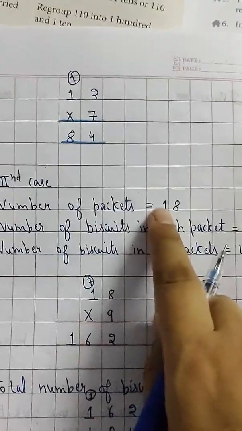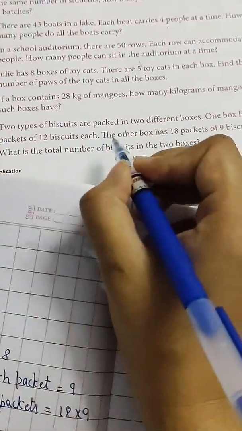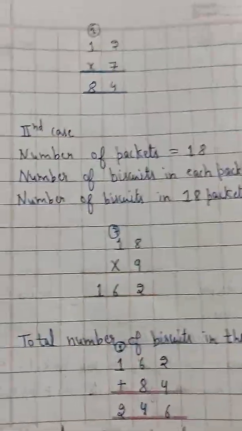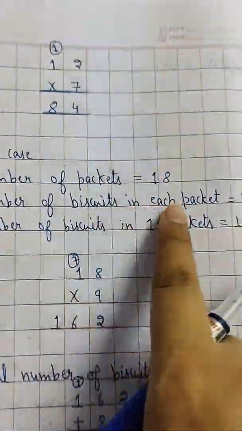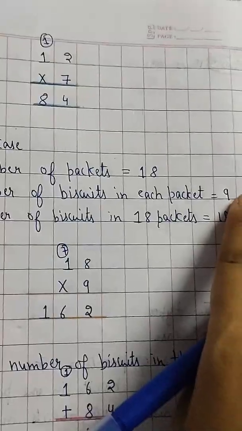Number of packets in the second case is 18. Now this part we are talking about. The other box is having 18 packets of 9 biscuits each. Second box की बात हो रही है. Number of biscuits in each packet are 9. अब 18 packets में हर packet में 9 biscuits हैं.